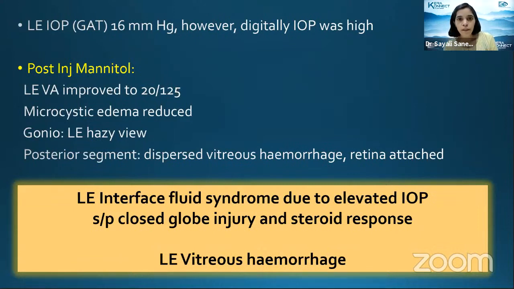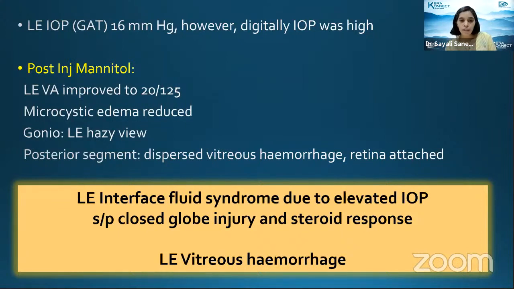In such cases, IOP measurement is recommended with a tonometer like TonoPen, but we did not have TonoPen available. So IOP was estimated with digital palpation and it was found to be high. So the patient was administered injection mannitol. Post-injection, his visual acuity improved to 20/25. The microcystic edema reduced and the posterior segment was visible and showed dispersed vitreous hemorrhage.